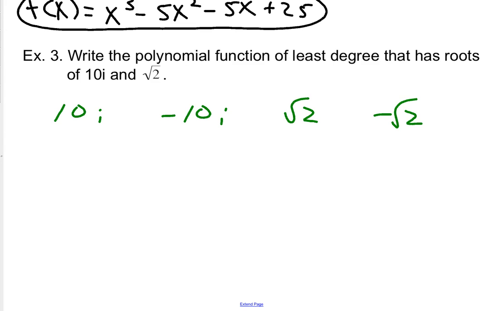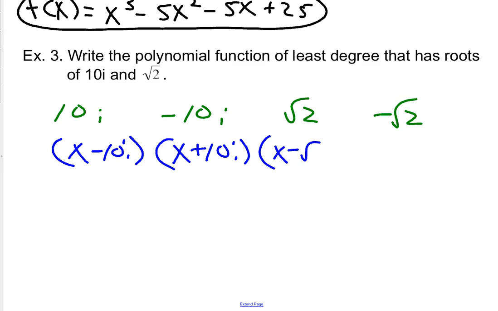Let's set up our factors. The first one would be x minus 10i. The second one has a 0 of negative 10i, so it's going to be x plus 10i. The third one, x minus root 2. And the last one, x plus root 2.